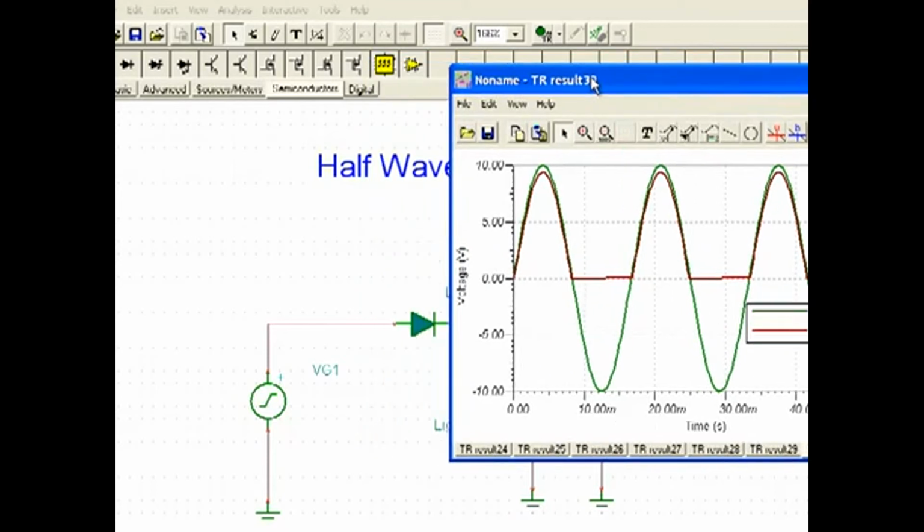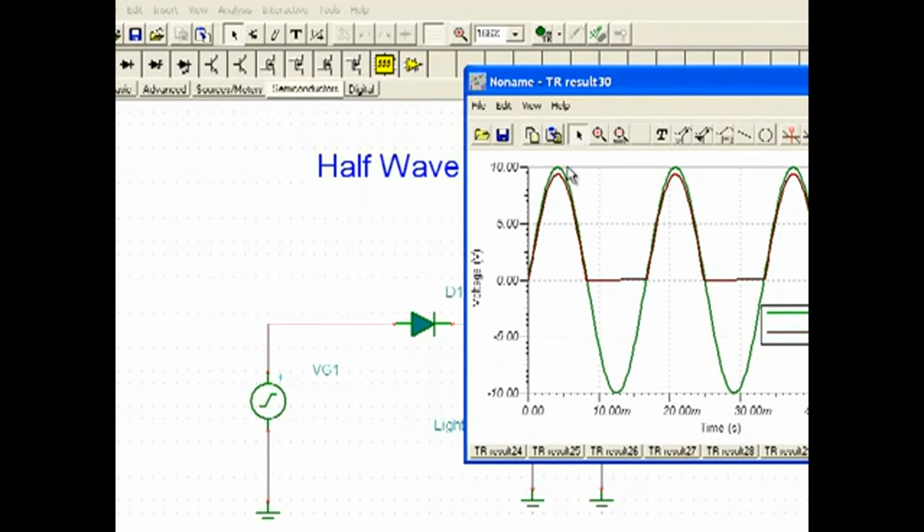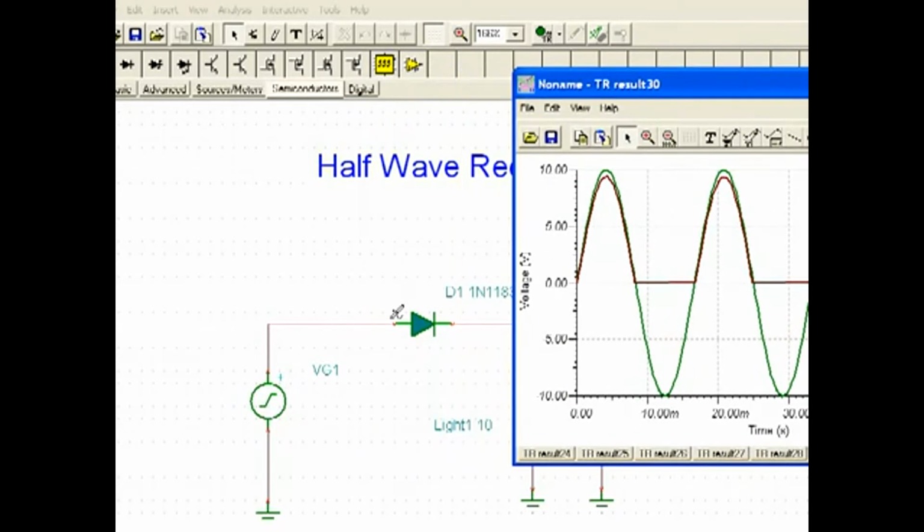So as the input source starts to go positive, this side of the diode goes positive, the diode turns on, and we have current going to the load. And the current through the load follows the current coming from the source, and we have power and the bulb flashes. During the negative portion of the cycle, we have negative on this side of the diode. The diode is turned off or reverse biased. No current flows through the load, and we have a flat voltage across the output of the load.